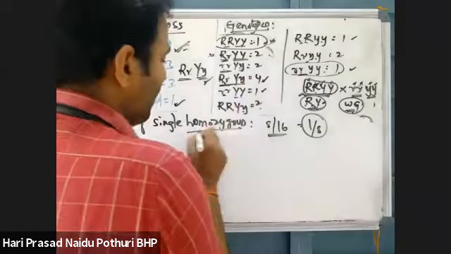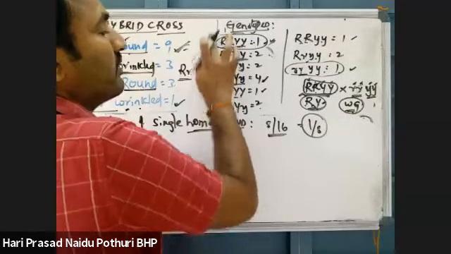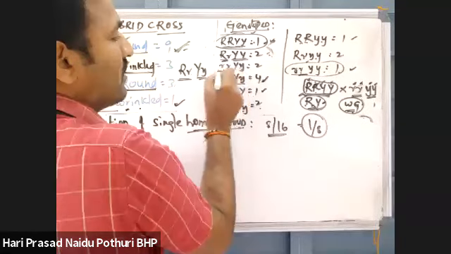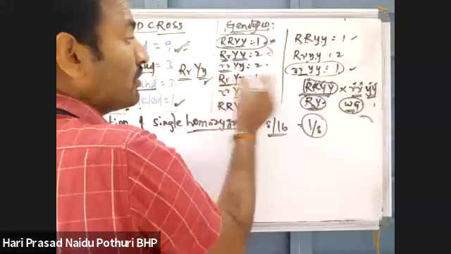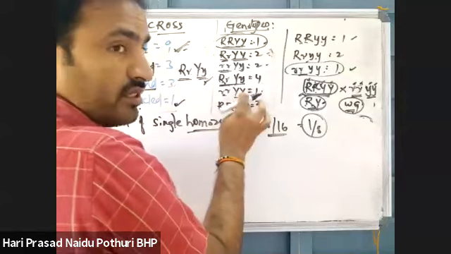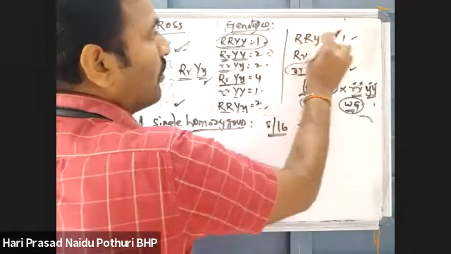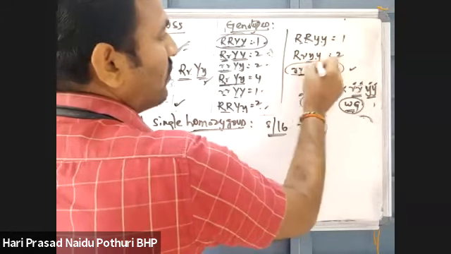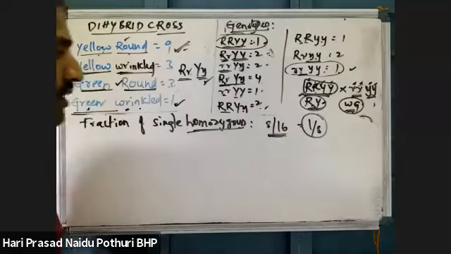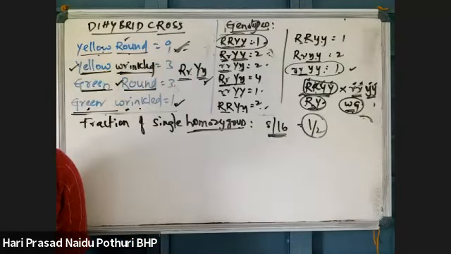Single homozygous means one gene only homozygous. See here, both genes are homozygous, so don't take this. Here one gene is homozygous, so we can take. Here also one gene is homozygous, we can take this. Here both are heterozygous, don't take this. Then both are homozygous, don't take this. Here one is homozygous, so take this. And both are homozygous, don't take. One is homozygous, so take 8 by 16. 8 by 16 means 1 by 2.